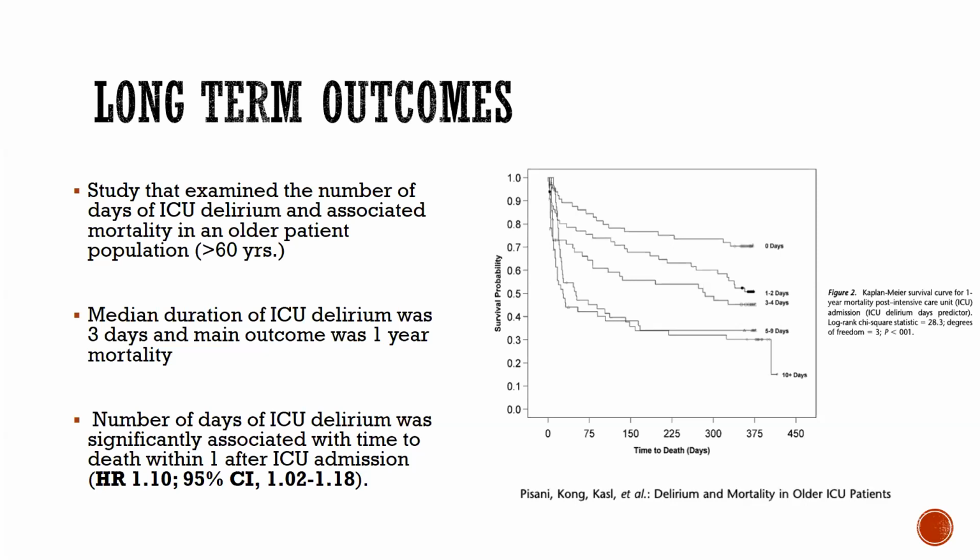This is a Kaplan-Meier curve, and you can see that as the number of days increases, going from 1 to 2 days to upwards of 5 days of delirium, the likelihood of having a worse outcome was much higher.